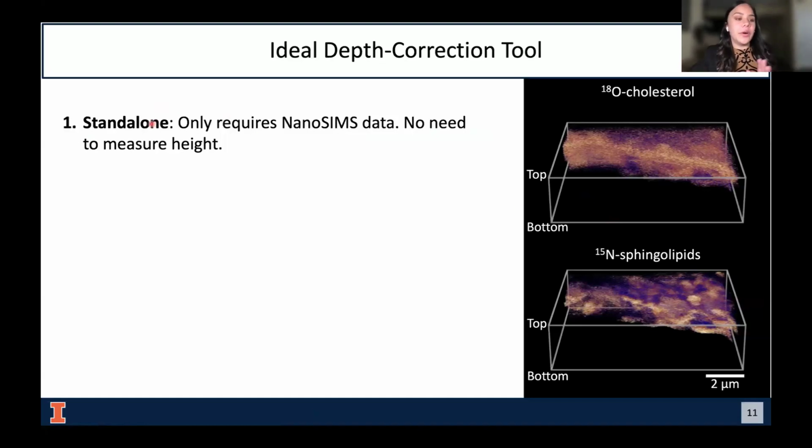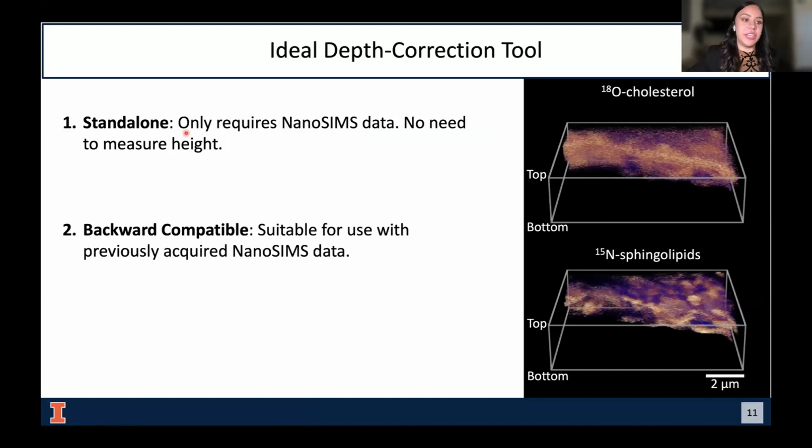So first, we wanted our depth correction tool to be standalone, meaning that it only requires NanoSIMS data. That's it, no other correlated methods, just NanoSIMS data. We want it to be backward compatible, meaning that it's compatible with previously acquired NanoSIMS data. So meaning that if you took data 10 years ago and you want to depth correct it, you should be able to use our tool to apply depth correction. And also we wanted it to be time efficient, meaning that it's fast to implement.